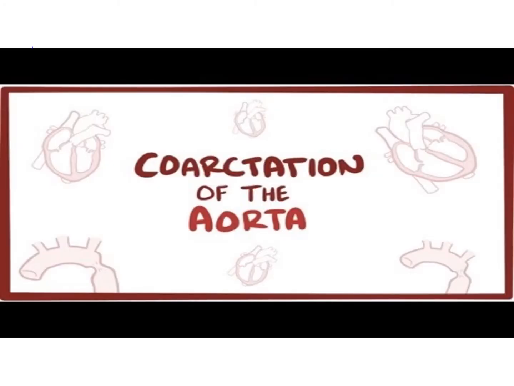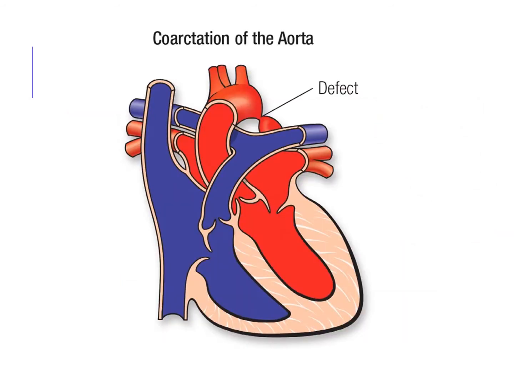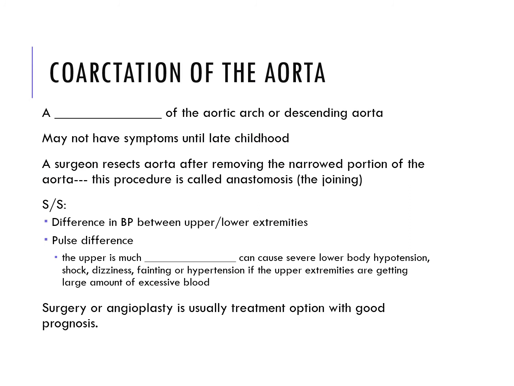Another congenital heart defect is the coarctation of the aorta. This is an obstruction of blood flow from the ventricles. You can see the defect right there on the aorta. You can see how it is constricted. So it increases the left ventricle pressure, which increases the heart workload. So what's happening here is there's a narrowing of the aortic arch or descending aorta.